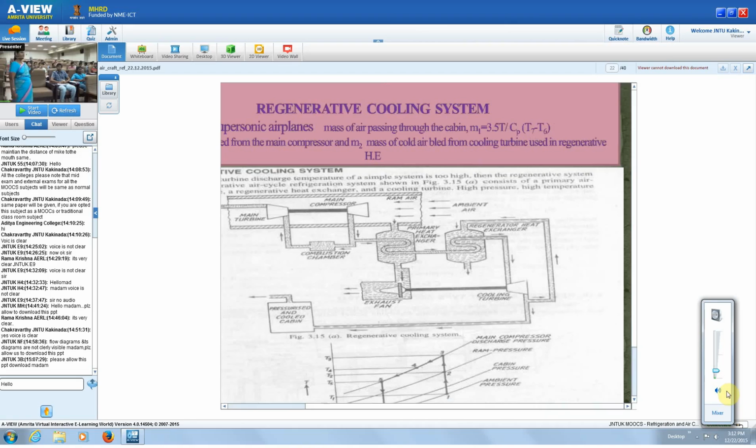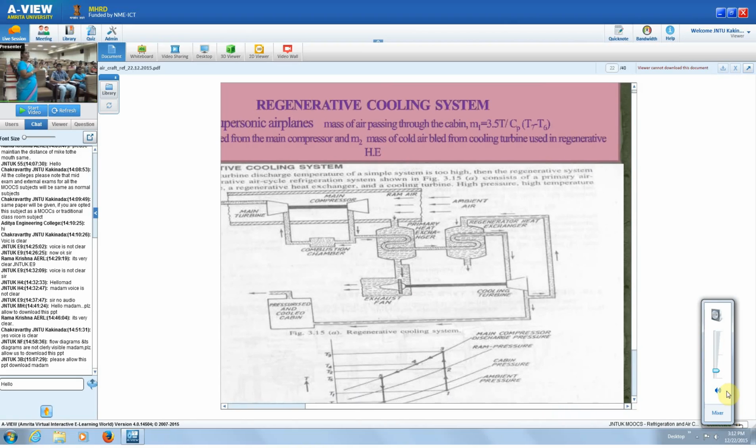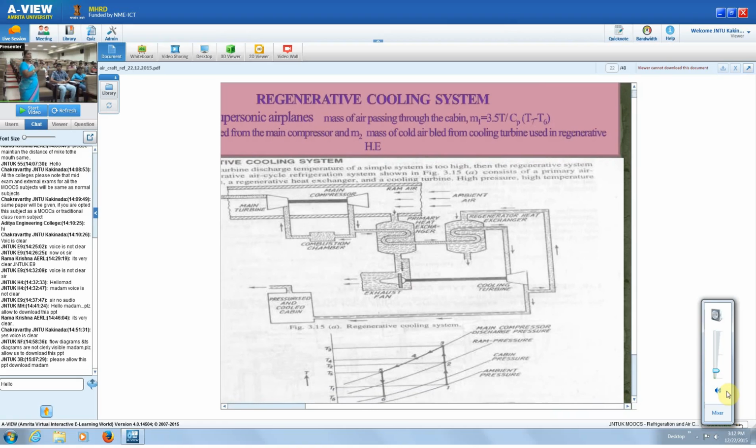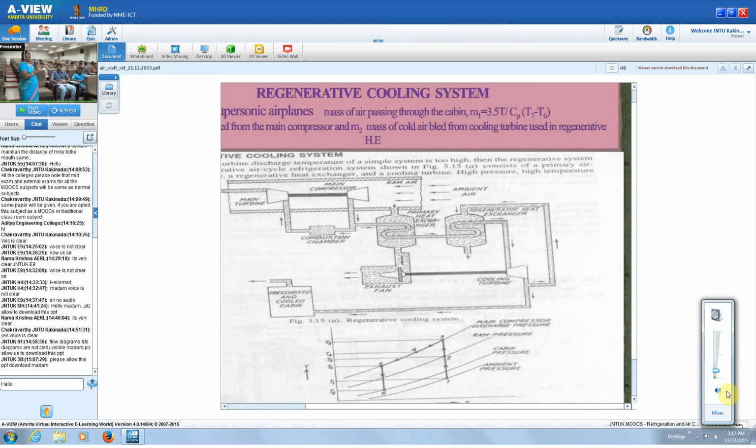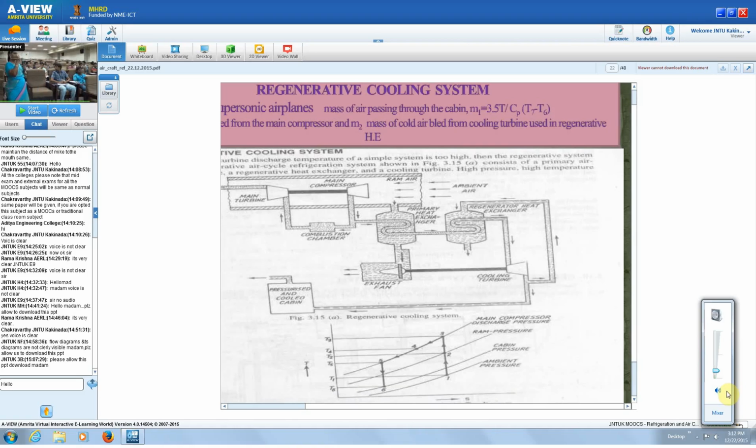So if you consider how much amount of ram air is used for cooling in the heat exchanger 1, and how much amount of the exhaust from the turbine is used for the cooling in the regenerator, that also you can find out if you know the difference between the two temperatures. For example, in the primary heat exchanger, if you take M as the mass of the rammed air used, then you can find out M1.